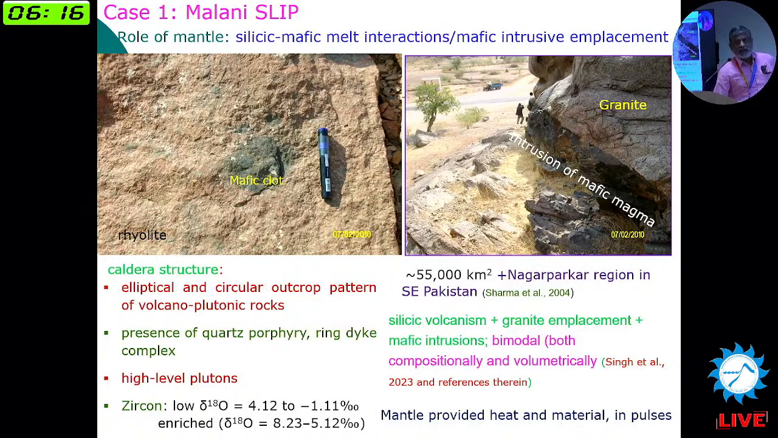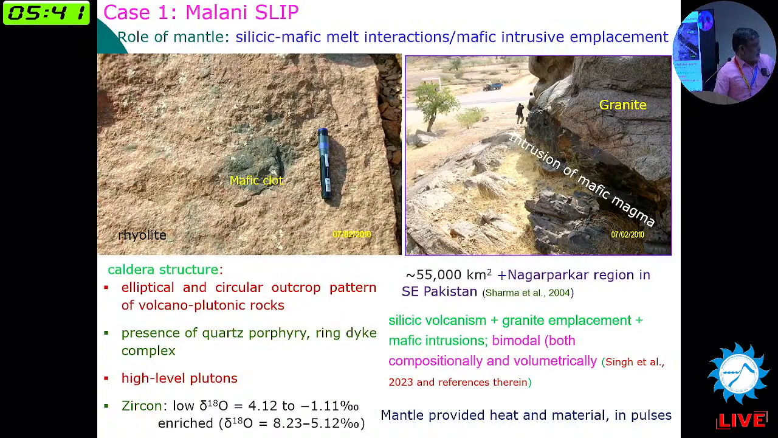The first case is Malani. Malani is a well-known province. It's a very well-known, recognized SLIP. You can see that basaltic magma has intruded into it. The granitic body on the right-hand side is an associated granite in the field. I do not have that figure right now. There are also mafic clots within the rhyolites, which have been interpreted as interaction of the two melts. Caldera structures are very visible there. They have shown the ring structure and all these things.